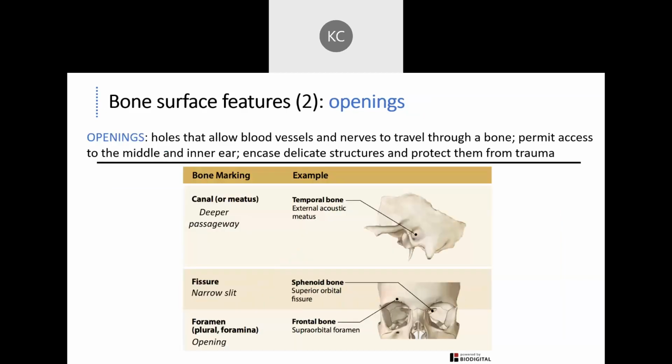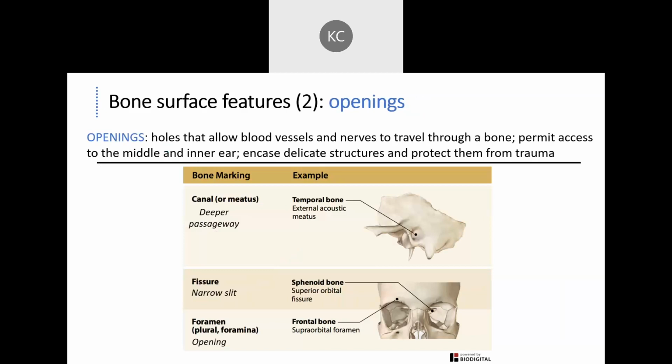All right. So the second ones are openings. Openings being somewhere in the bone that has an opening in it. There's a hole in it. And we have different types. One is called a canal, also known as a meatus. This is like your ear canal, right? If you stick your finger into your ear, you are sticking it into what's called the external acoustic or external auditory meatus. Usually if there's an external something, there's also an internal, and there is an internal acoustic meatus as well, right?